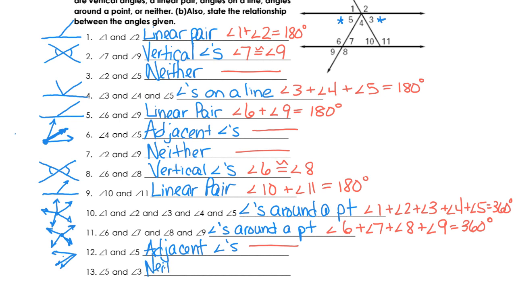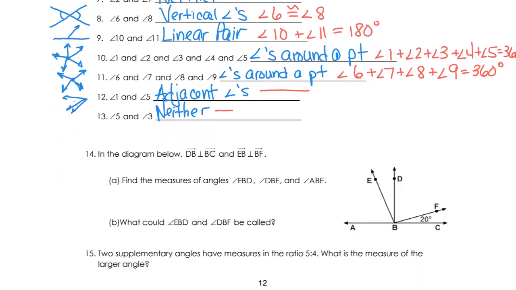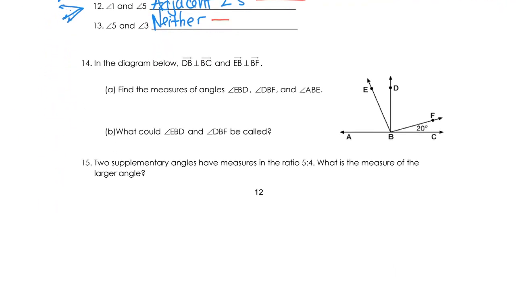And because it's a neither, those angles have zero relationships. They could be the same, they don't have to be the same. And so that one is done. Okay, let's move on and see what they have down here. In number 14, we have a little diagram. It says in the diagram below, DB, everybody see that symbol?